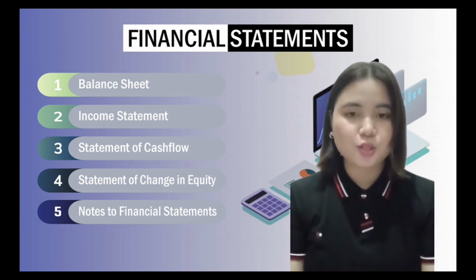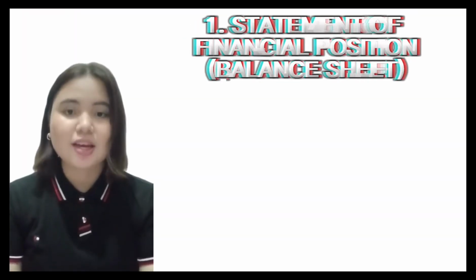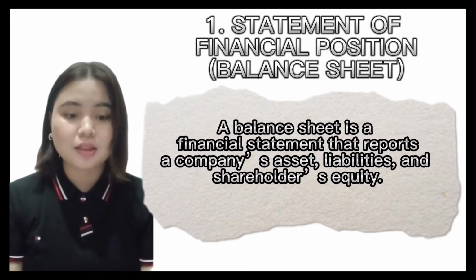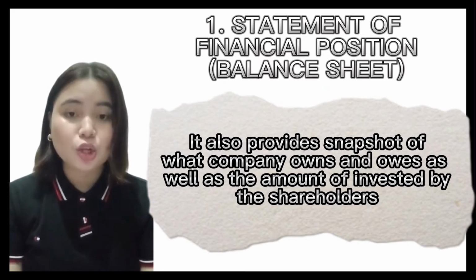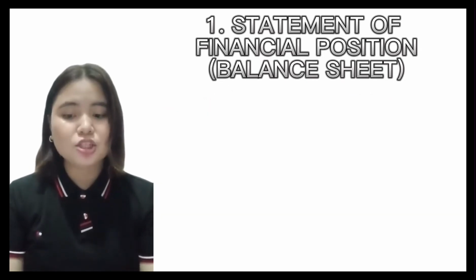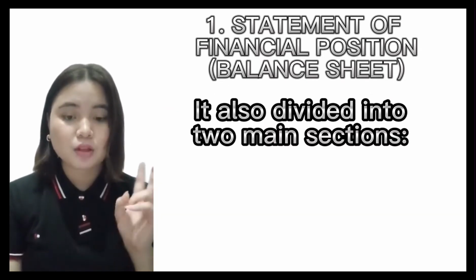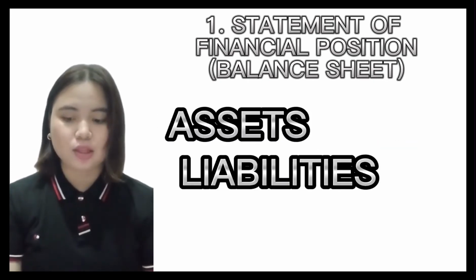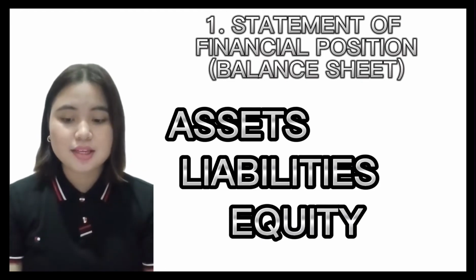So, let's go to the first one, which is the balance sheet. What is a balance sheet? A balance sheet refers to a financial statement that reports a company's assets, liabilities, and shareholders' equity at a specific point in time. It also provides a snapshot of what a company owns and owes, as well as the amount invested by shareholders. Ang balance sheet is divided into main sections, which are the assets, liabilities, and equity. So, what is the asset section?